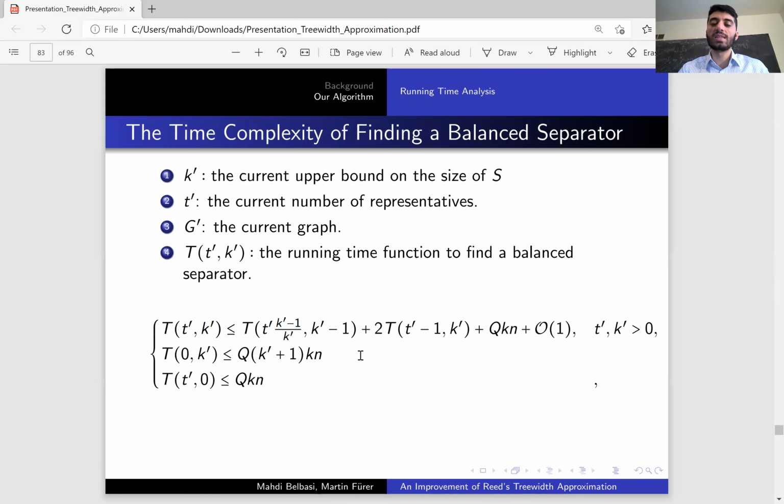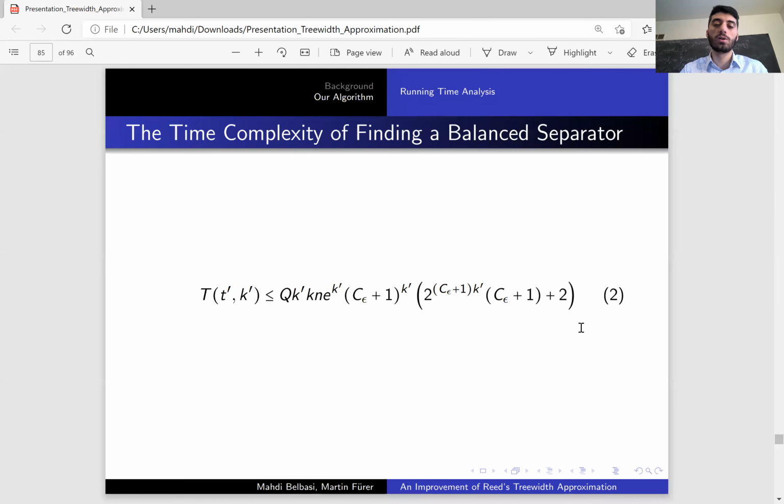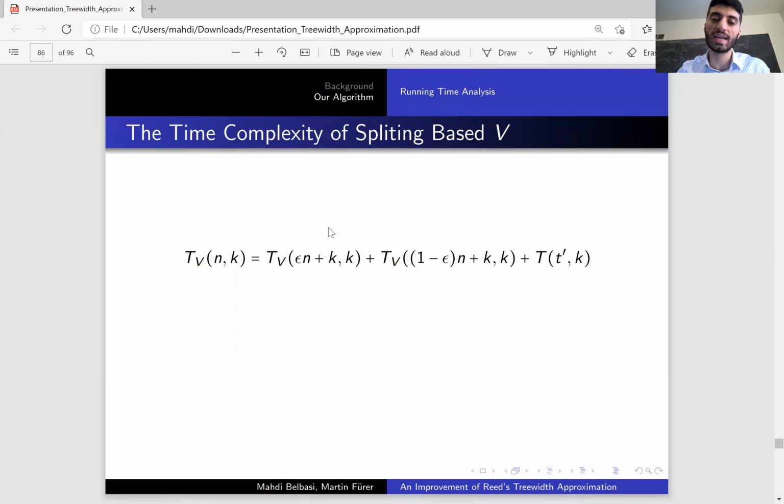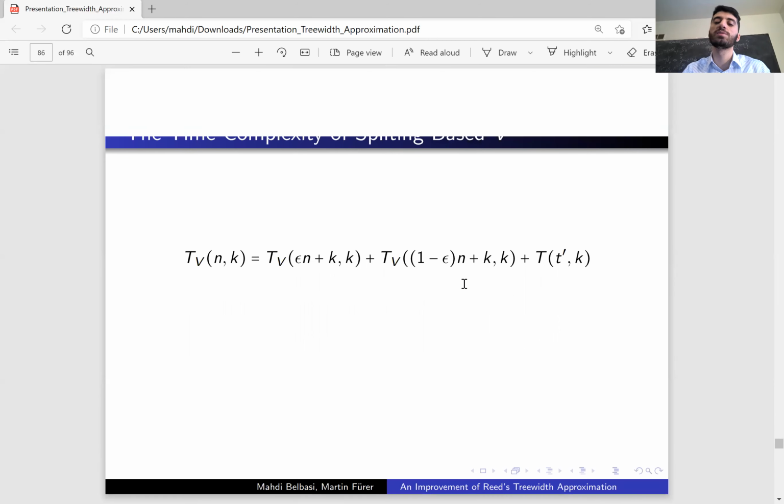And these are the base cases, and Q is the constant factor showing up in the exact running time of the flow algorithm. So we have this, we solve that, and you see that C epsilon goes into the exponent. So that's very important to drop that from 24 all the way to 4 that we had, right? In fact, it's going to be 5 because we have this +1 here.